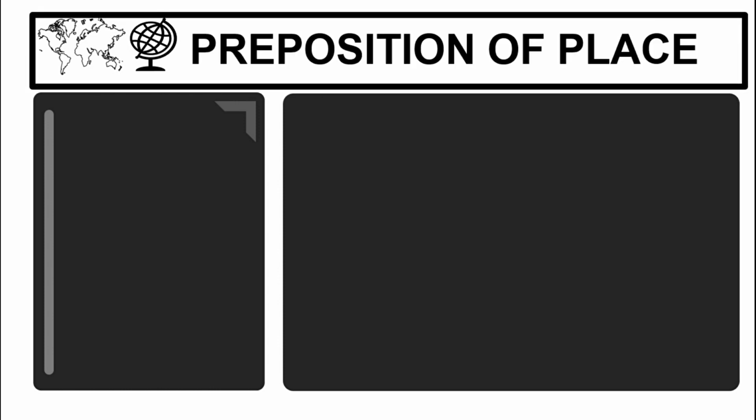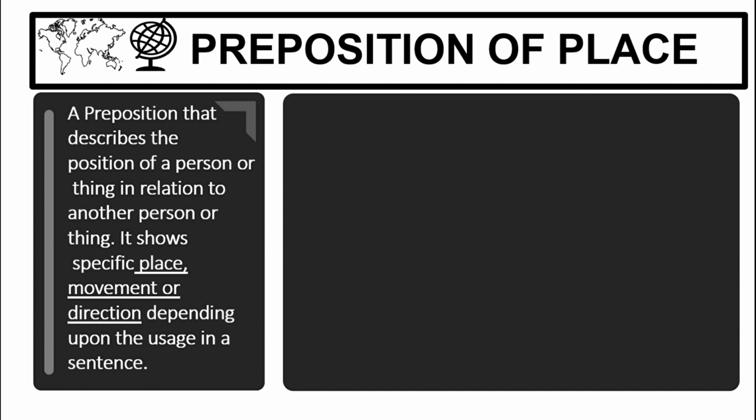Looking at the globe on the map, we can guess that the next preposition is based on place. A preposition of place is similar to the preposition of time, but the words used here are different. There is a difference between the two, but we'll have a few common words. It is a preposition that describes the position of a person or thing in relation to another person or thing, like place or position, or a specific movement or direction, depending upon the usage in the sentence.